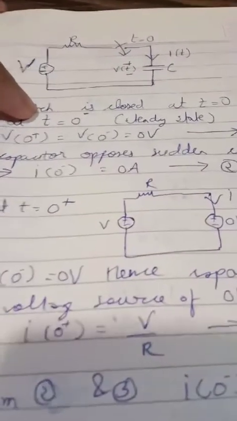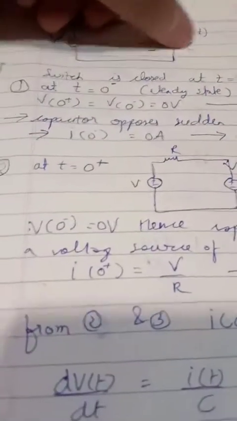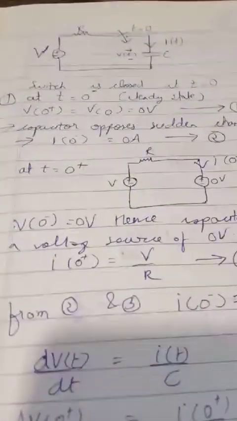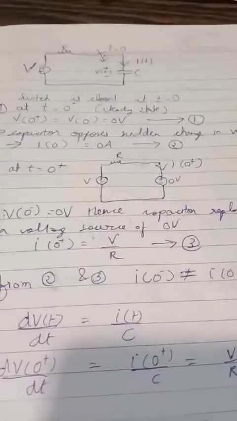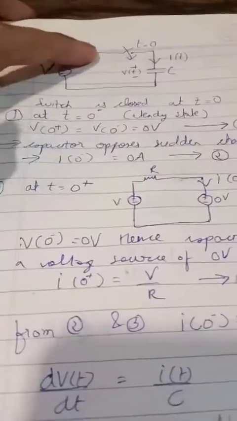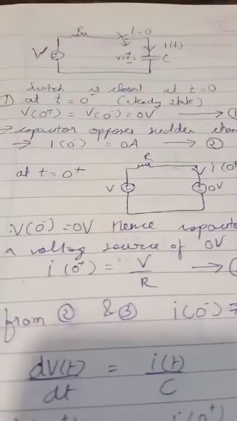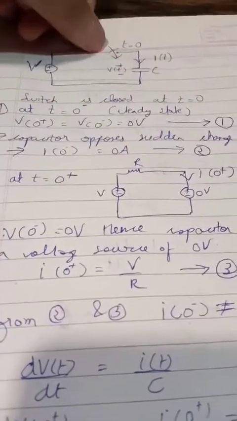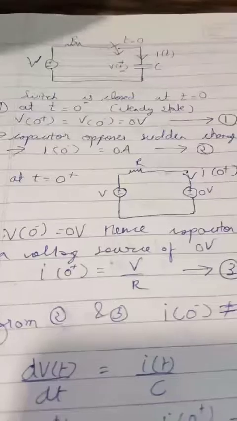The first case is at t equal to 0 minus, that is the steady state. When the switch is not closed, the voltage across the capacitor is 0 volt because this is an open circuit. So v(0+) will be equal to v(0-), which will be equal to 0 volt. So we can say that the capacitor opposes sudden change in voltage. i(0-) will also be equal to 0 ampere because there is an open circuit, so no current will flow at t equal to 0 minus. t equal to 0 minus means before the switch is closed, because the switch is closed at t equal to 0, and t equal to 0 plus means just after the switch is closed.